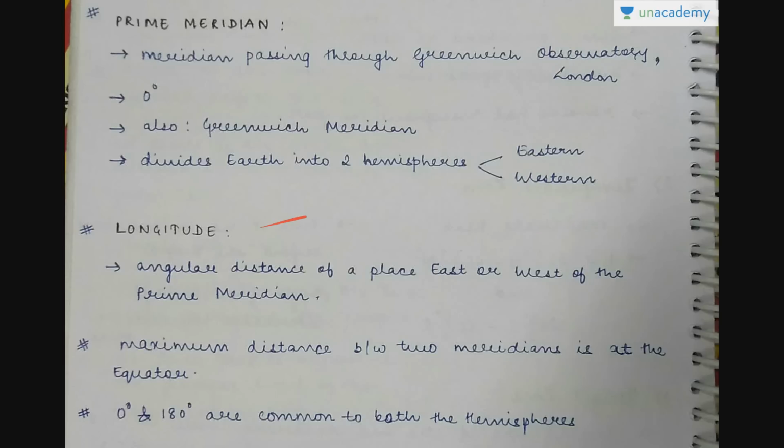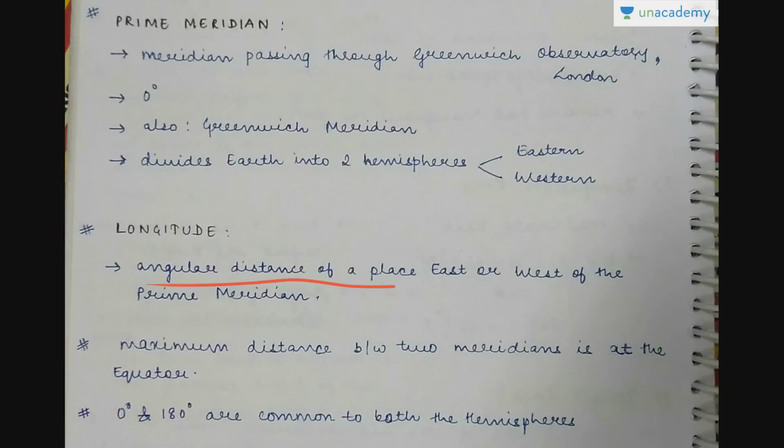Then what is longitude? It is similar to latitude, the angular distance of a place. The only difference is that distance is measured east or west of the prime meridian, whereas latitude was measured north or south of the equator. But the common thing is the angular distance measurement.